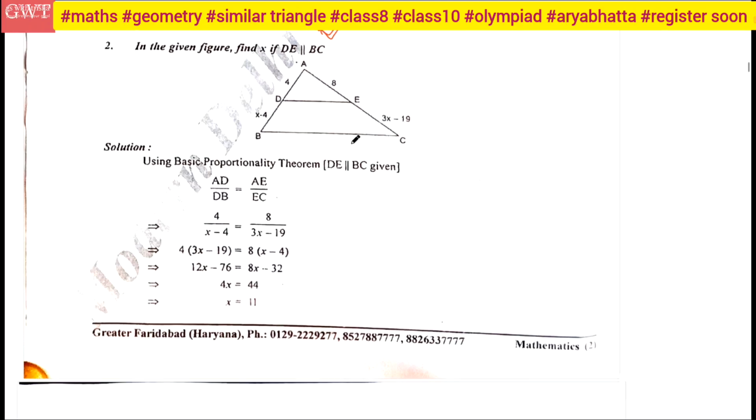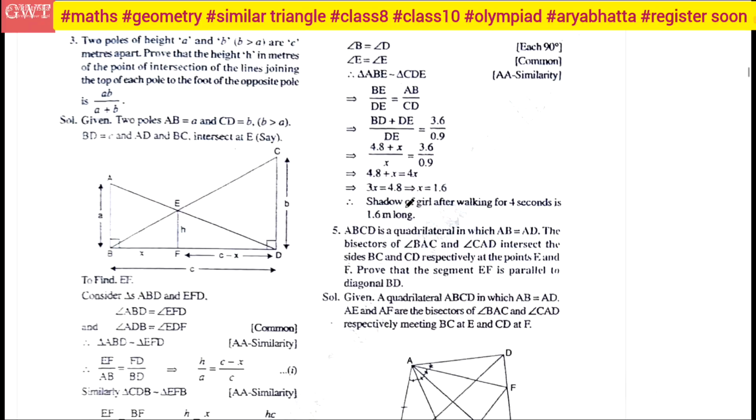Now see in the same figure, that AD upon DB, and here I have AE upon EC. Same thing, I will use the basic proportionality theorem, that is Thales theorem, and I will prove it. Okay. Now see this question.